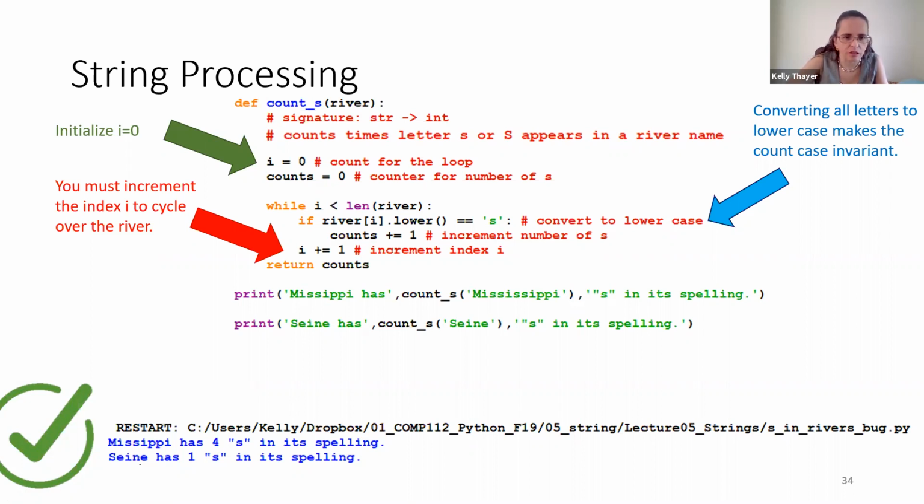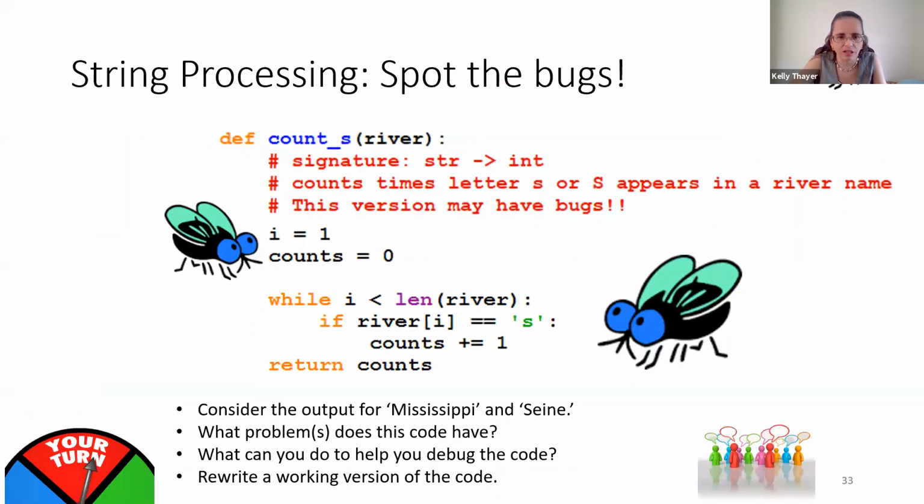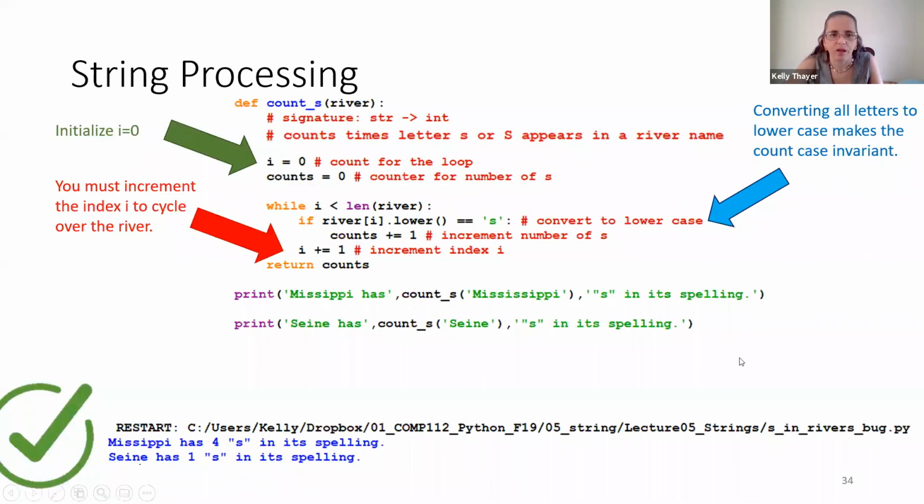All right, the next problem we have down here is you must increment the index to cycle over the river. So if you do not include i = i + 1 or i += 1 for the shorthand, what's going to happen is your loop is not going to move forward, right? Your i will be on position 0 and it would never advance. And notice that this one does not increment i. This one increments the count, but it does not increment i. So we will only process position 0 infinitely in this example.